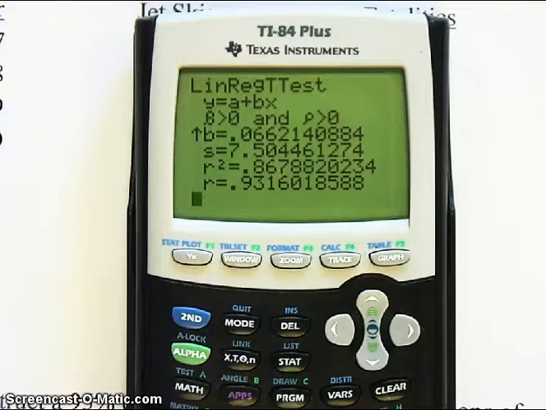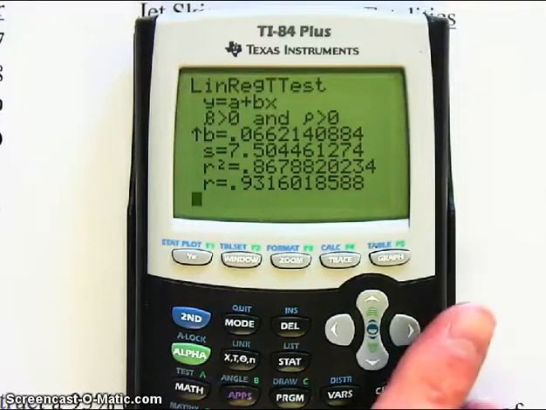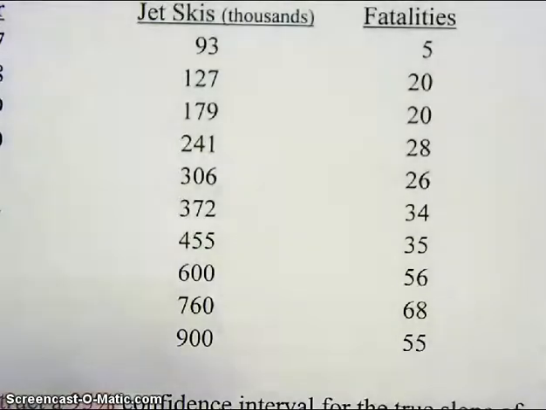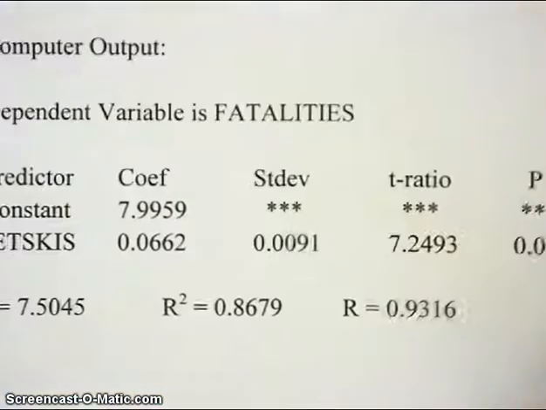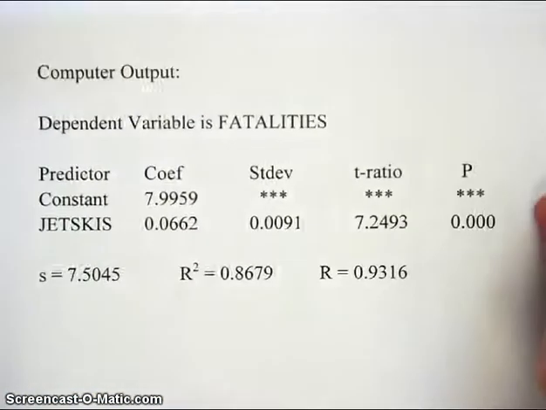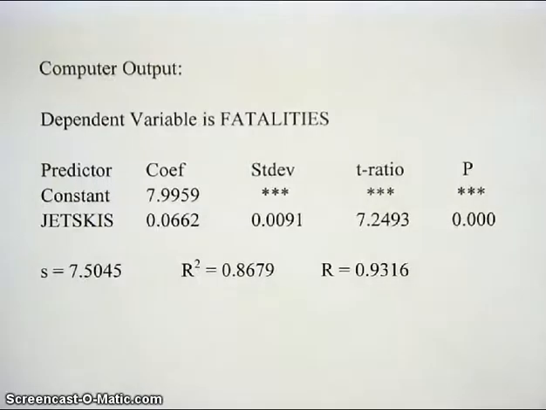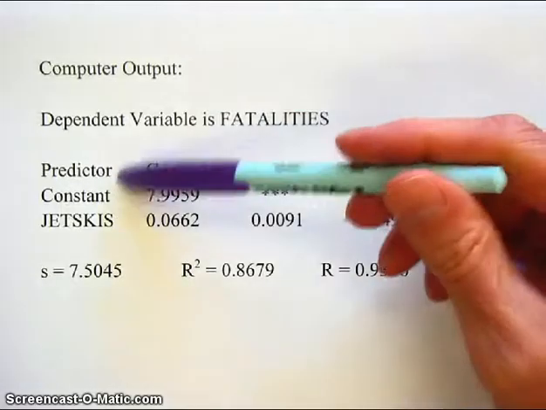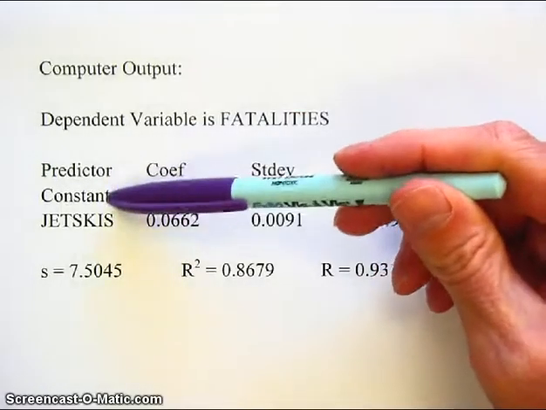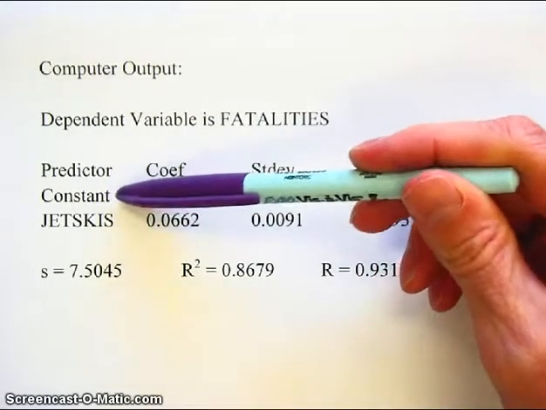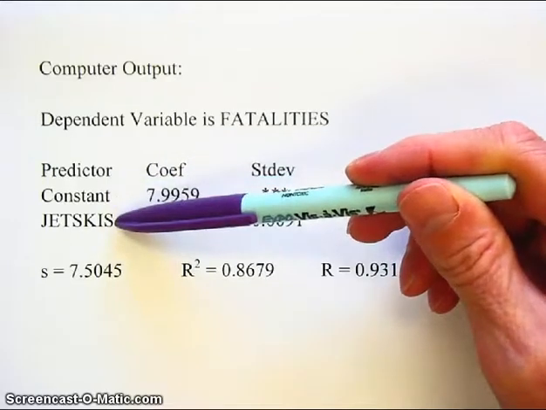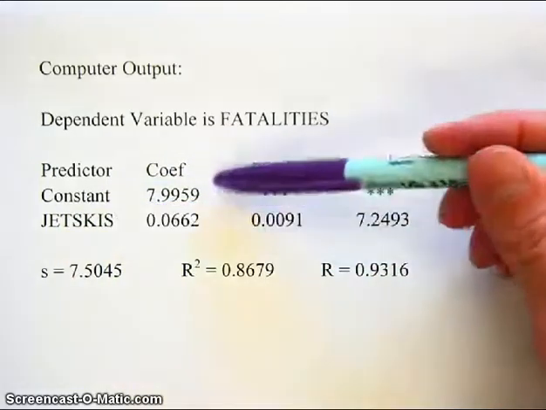Next, we'll look at this test done from computer output, which is a lot more convenient. Now, when you're working with computer output, you're going to get typically something like this, where the computer says dependent variable is this or that. That's your Y variable, in this case fatalities. And down here in this table, it's going to give you predictor, constant, or jet skis. Right here, this means the y-intercept, and this means the x variable right there. And then it gives you those coefficients.